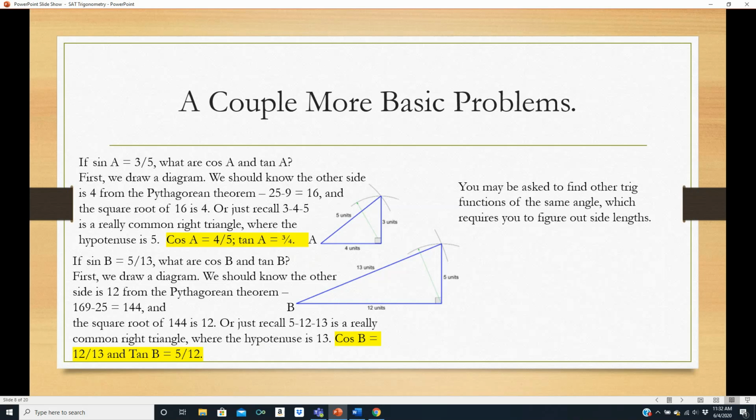If sine of A is equal to 3/5, what are cosine of A and tangent of A? So first we draw a diagram. So okay, we can draw A, and we see A right here.